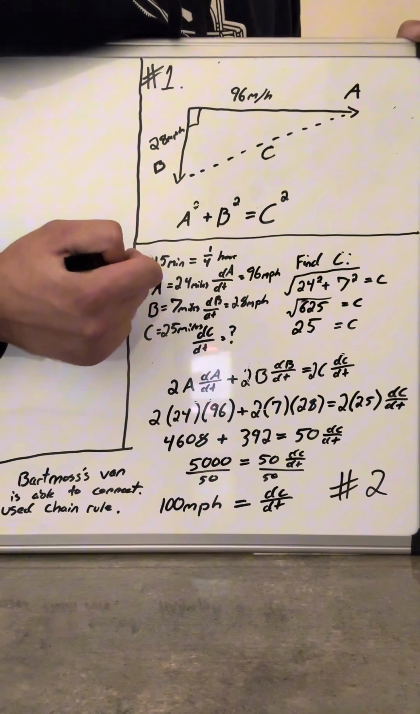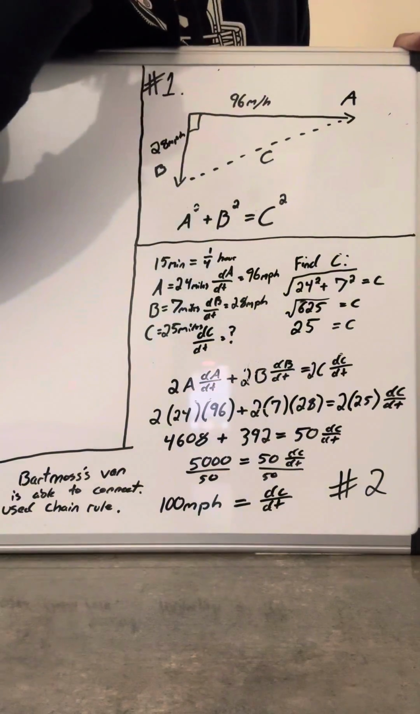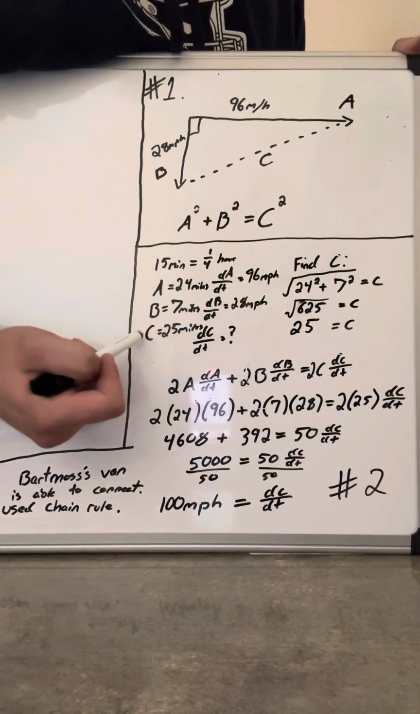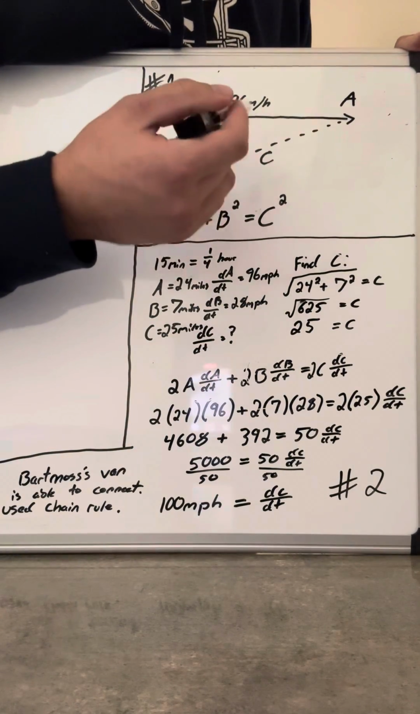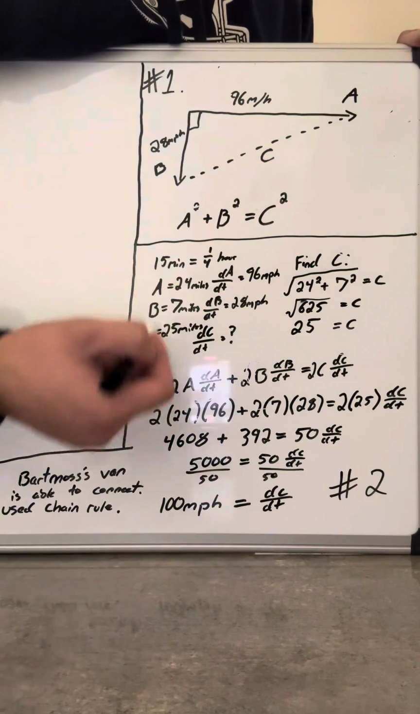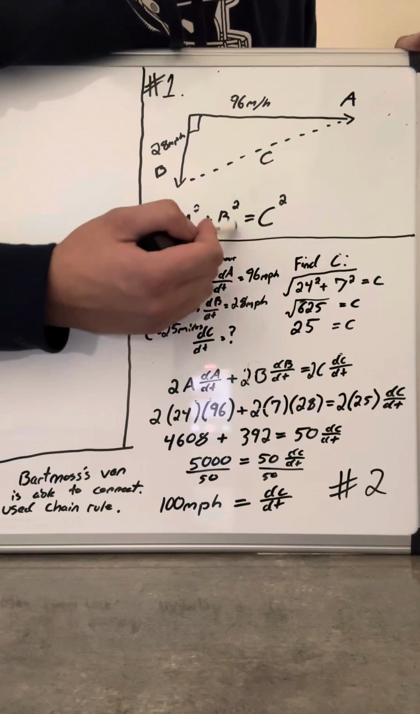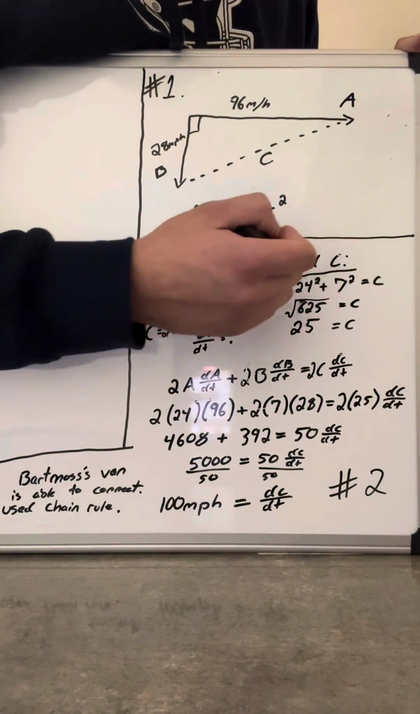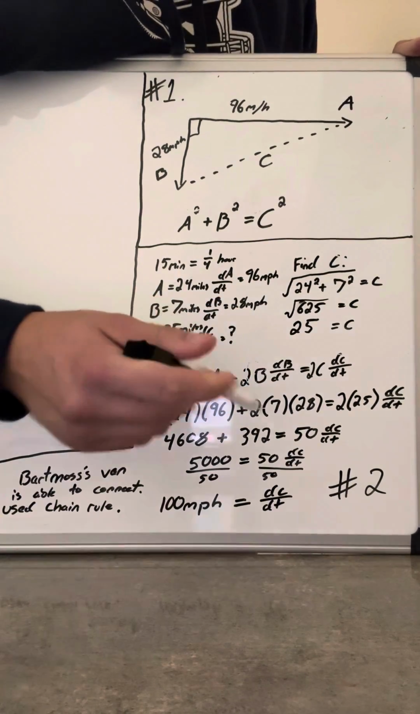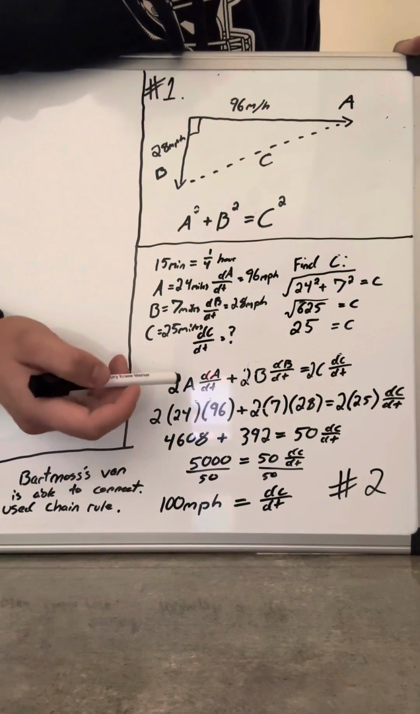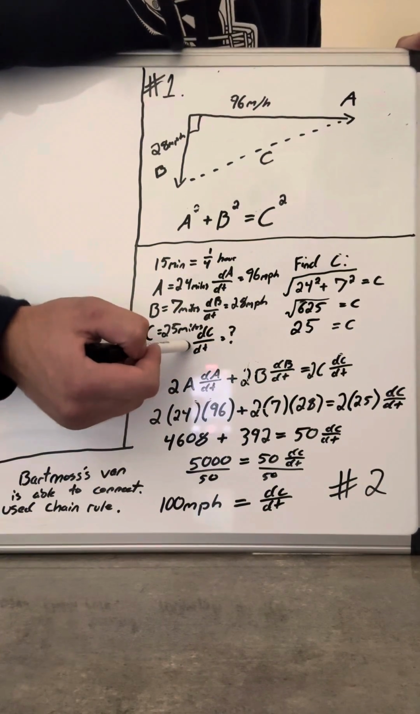There's a given time in the second part, 15 minutes, which you can rewrite as a quarter of an hour. In order to find A, B, and C at 15 minutes, you plug it into the 96 miles per hour, and you get these. For C, you need to plug in A and B, and then just go through the Pythagorean theorem to find C, which is 25. These are all the given variables. We have everything but dc over dt.